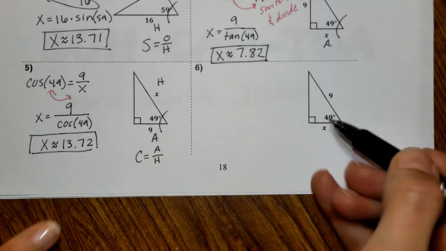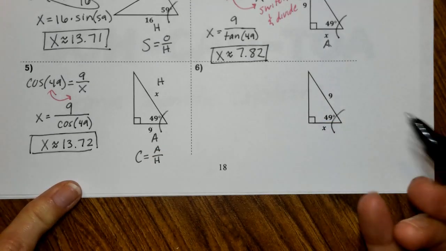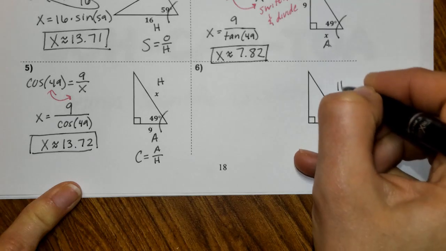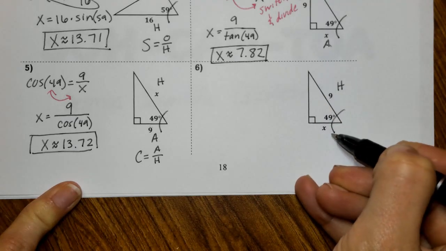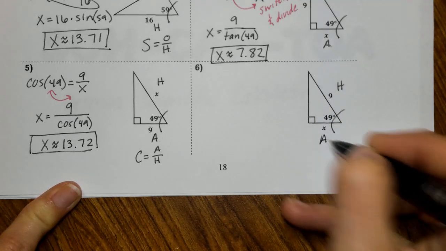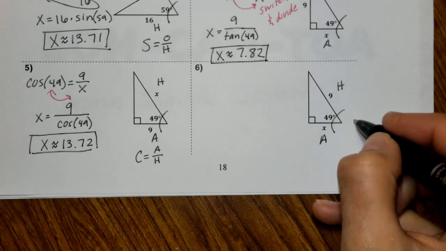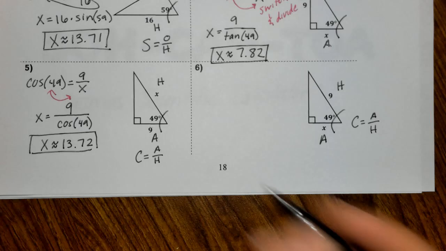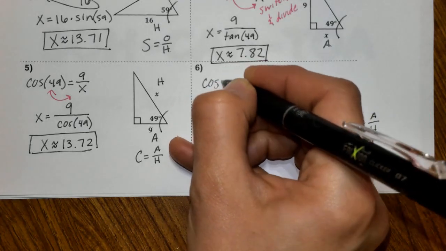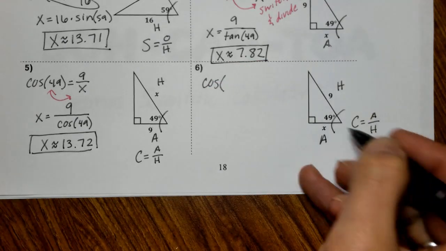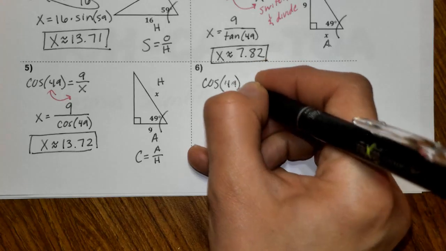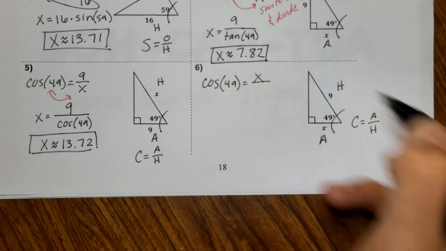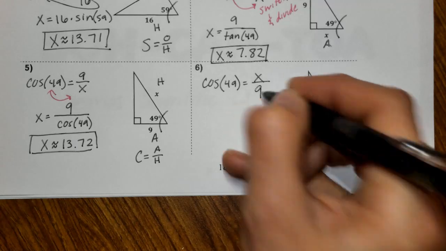Next and last, here's our angle of perspective. And I'm seeing I am using my hypotenuse again. And I'm going adjacent next to. So again, adjacent hypotenuse will be the cosine. And now we will go ahead and get our equation set up. The cosine of the angle measurement of 49 is equal to adjacent x over hypotenuse 9.